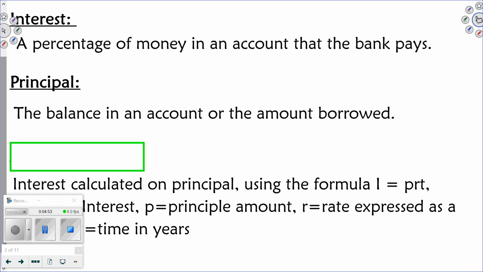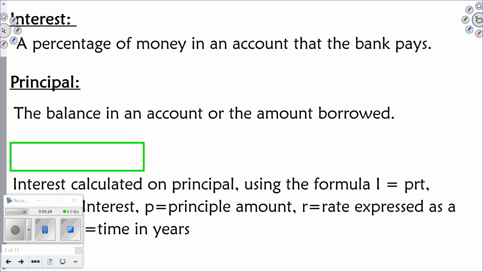Next is principal. Principal is the balance in an account or the amount borrowed if you're thinking about loans, because we're going to go back and forth between money earning interest in an account and getting a loan, where you also pay interest, right? If you borrow money from the bank, you're going to pay back the money you borrowed plus interest. They give you interest when they use your money in your account, but if you borrow money from them, you pay them interest for using their money. So it goes back and forth.